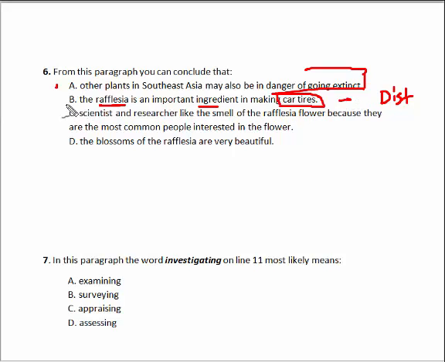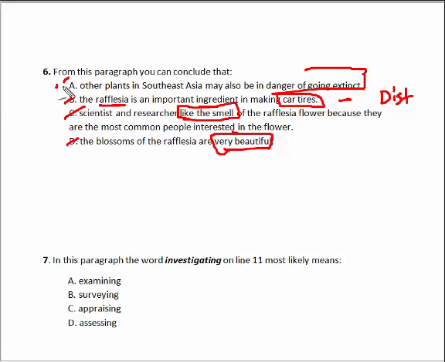Wrong. C, scientists and researchers alike, they like the smell of the Rafflesia because it's an interesting flower. They never said that they like the smell. In fact, they said that it's a stinky flower, so that is also a distortion. Answer choice D, the blossoms of the Rafflesia are very beautiful. They never said beautiful. That is off topic. They said that they were as big as a truck tire, so that's off topic.